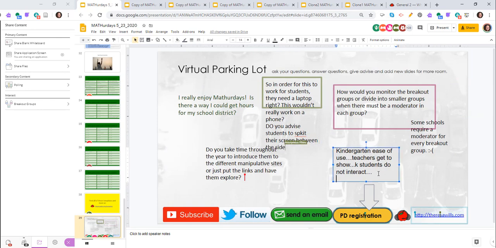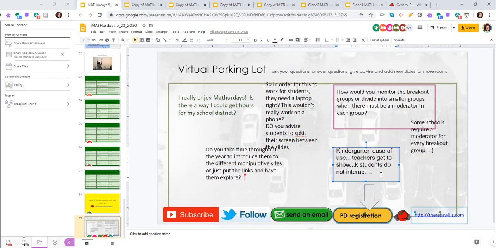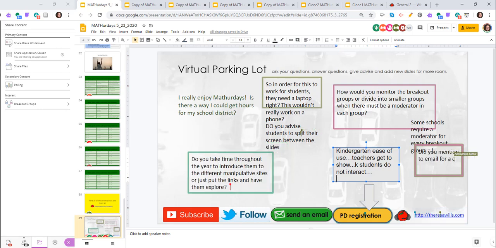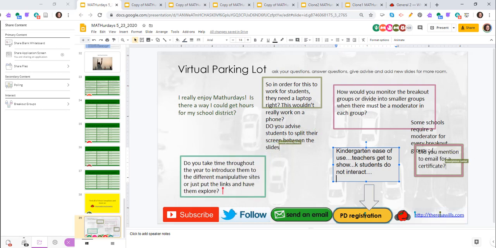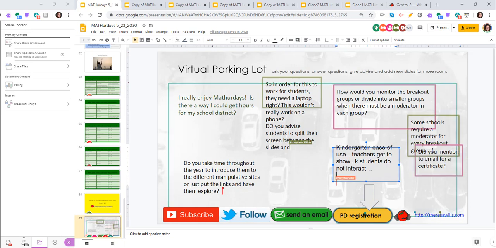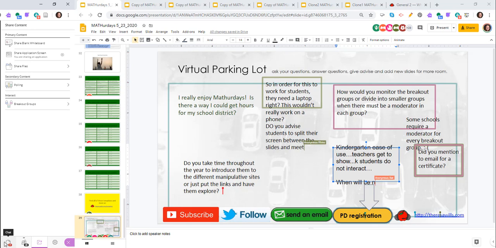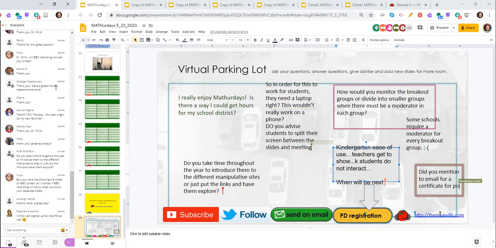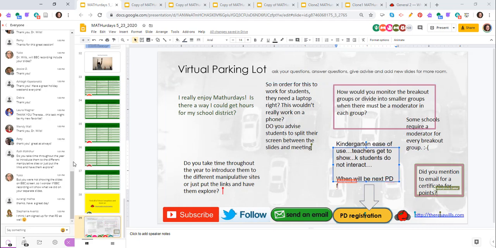Someone mentioned K students do not interact. I do have a PD specifically for K through 2nd grade, and it's where I work with students in those younger grades, and we focus specifically on how do you get students to interact and work together. All right, there's a couple coming in the chat box, so let me read those. Yes, if you need recertification points, send me an email and I will send you that.